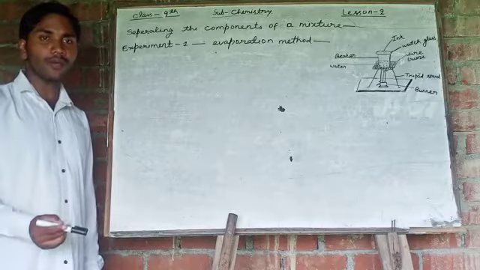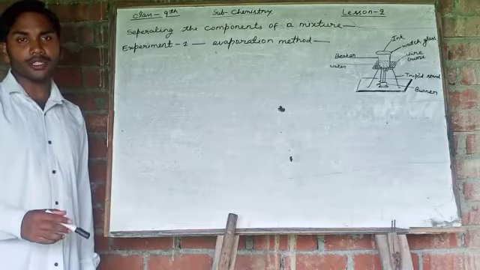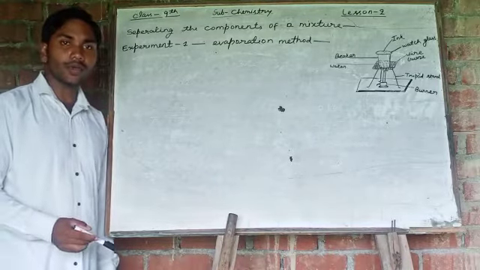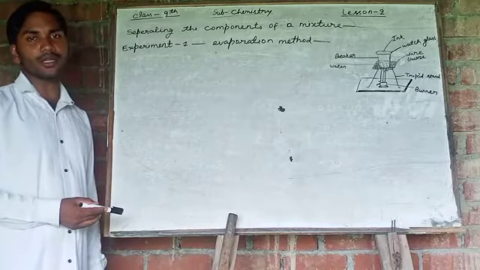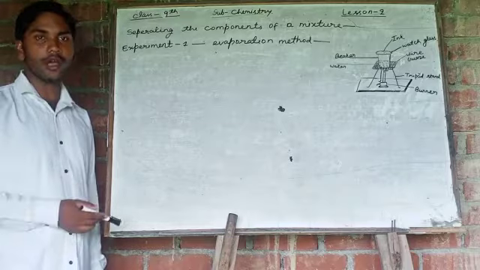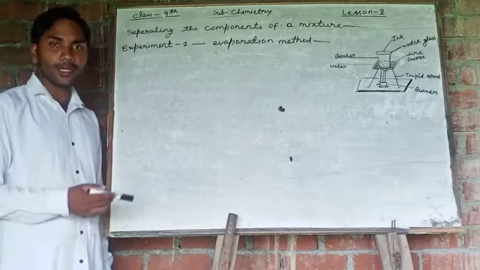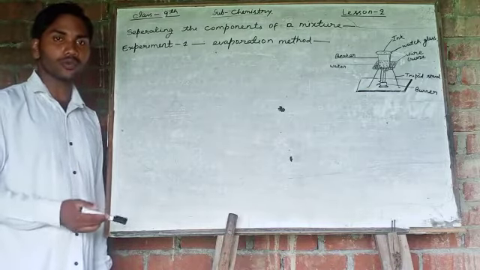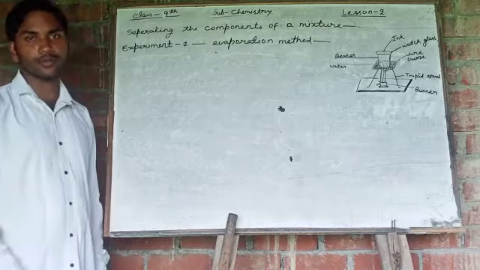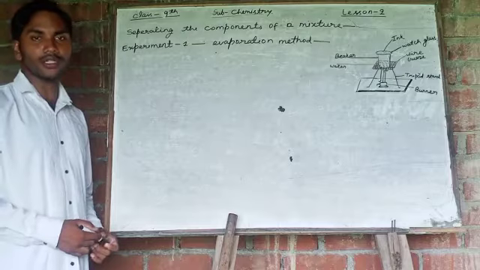First of all, we should know what is the need of separation. Why do we separate things? By separating, we can remove unwanted materials and get our useful material. So, separating is done to remove unwanted material and get useful materials. There are various methods for separating components.